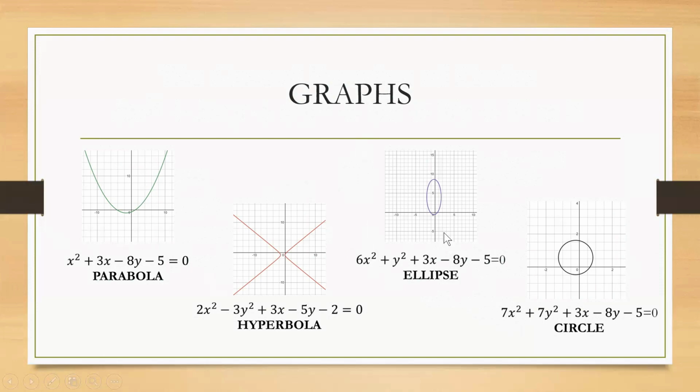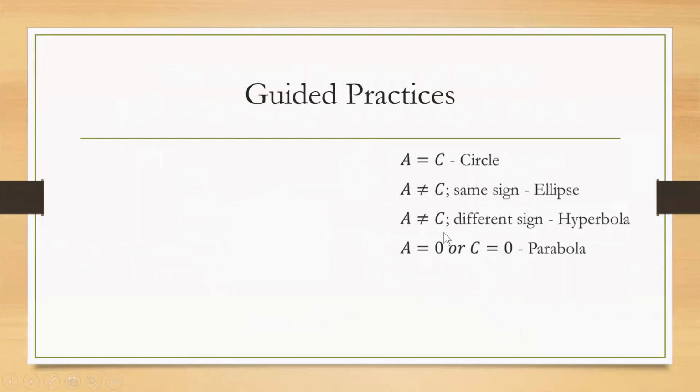Okay, we move on to the guided practices. So again, this guide is the only thing we have to remember for this lesson. It's pretty simple. Okay, so for our first guided practice, we have 3x squared plus 5y squared minus 6x plus 2y minus 9 equals 0.